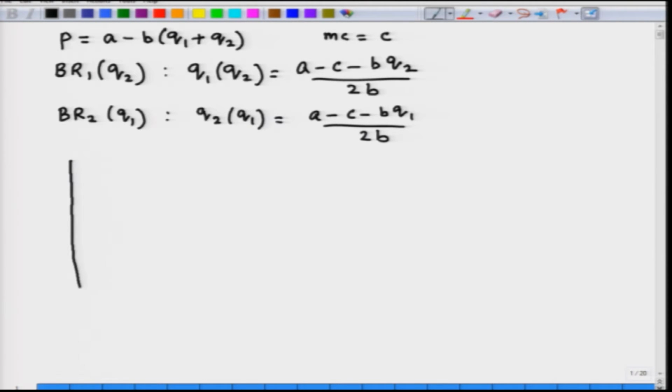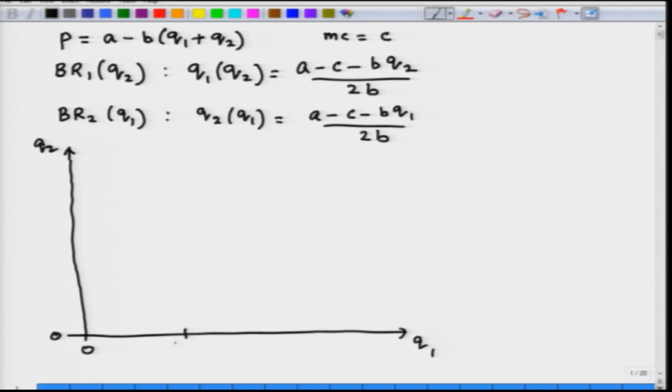So, when we graph them, we have Q1 on the x axis, Q2 on the y axis. When Q2 is equal to 0, firm 1 essentially is a monopolist and produces the monopoly output (A minus C) by 2B, and when firm 2 produces (A minus C) by B, which is the competitive level of output, firm 1's best response is to not produce at all. So, if I connect these two points, I get the best response function of firm 1. So, this is the best response function of firm 1 for each choice of firm 2's output.